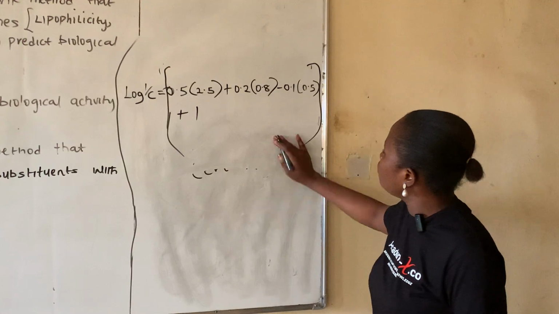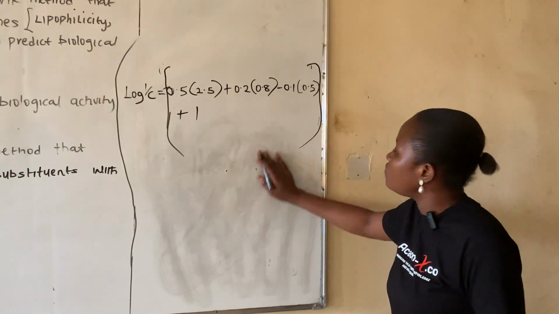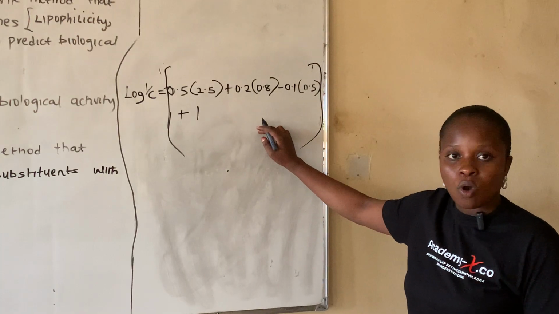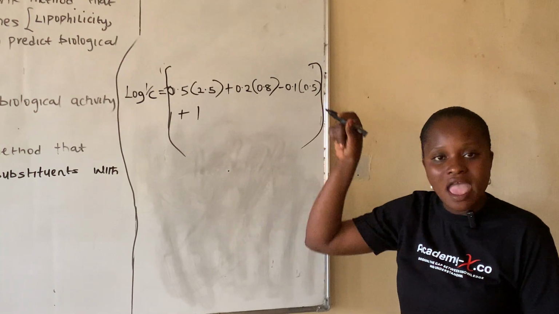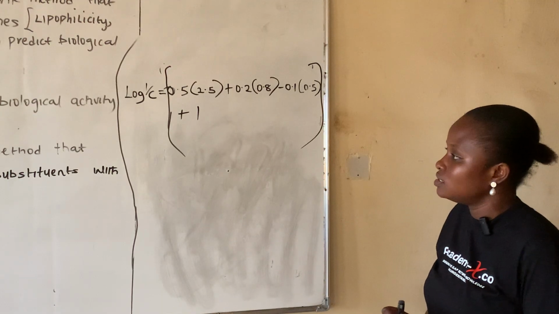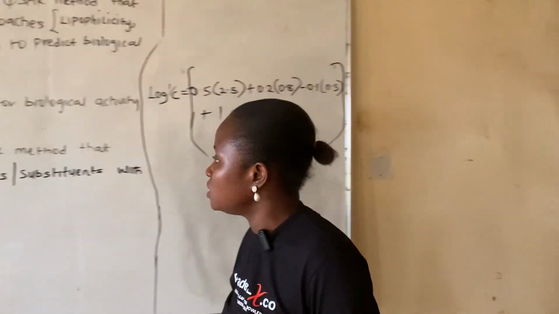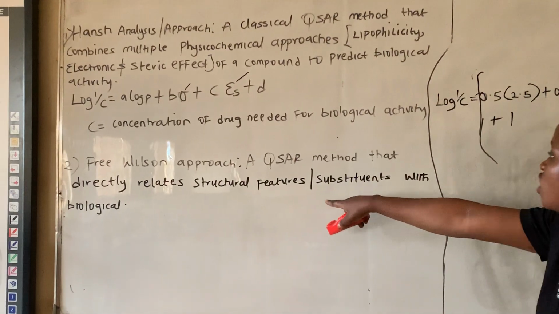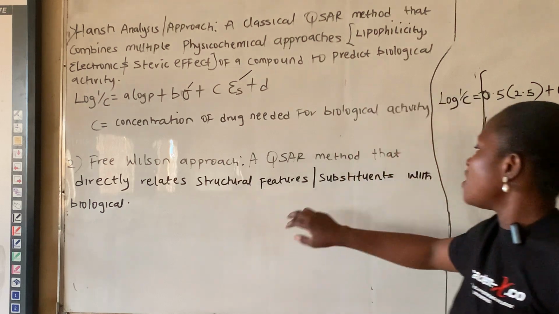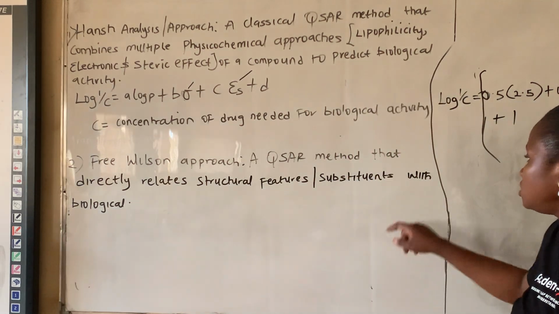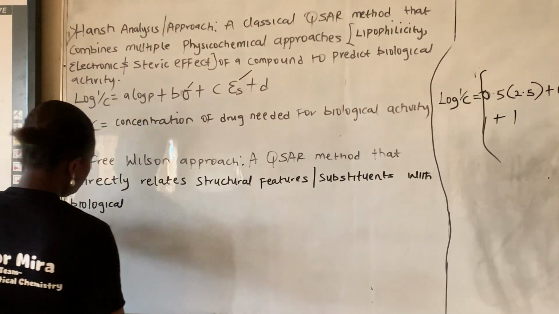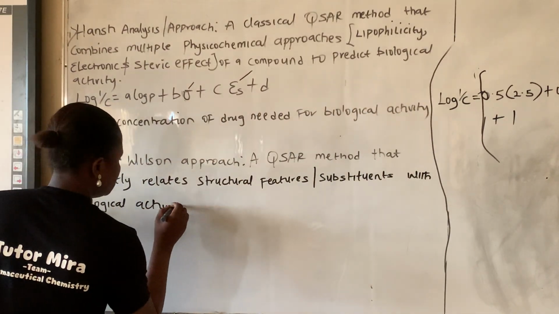This can give you an idea or an overview of the key physicochemical parameters or properties that you have to consider while designing your drugs. So that's for Hansch analysis. Now we're looking at the Free-Wilson approach. The Free-Wilson approach is also a QSAR method that directly relates the structural features or substituents of a compound with its biological activity.